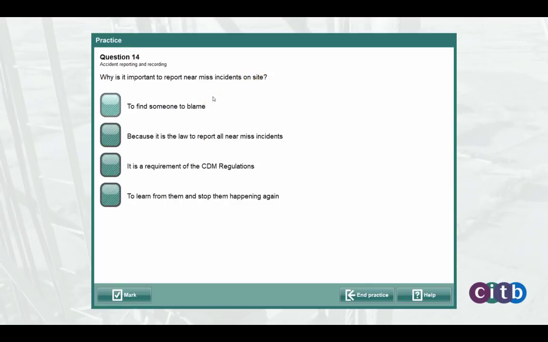Why is it important to report near-miss incidents on site? To find someone to blame. Because it is the law to report all near-miss incidents. It is a requirement of the CDM regulations. To learn from them and stop them happening again.